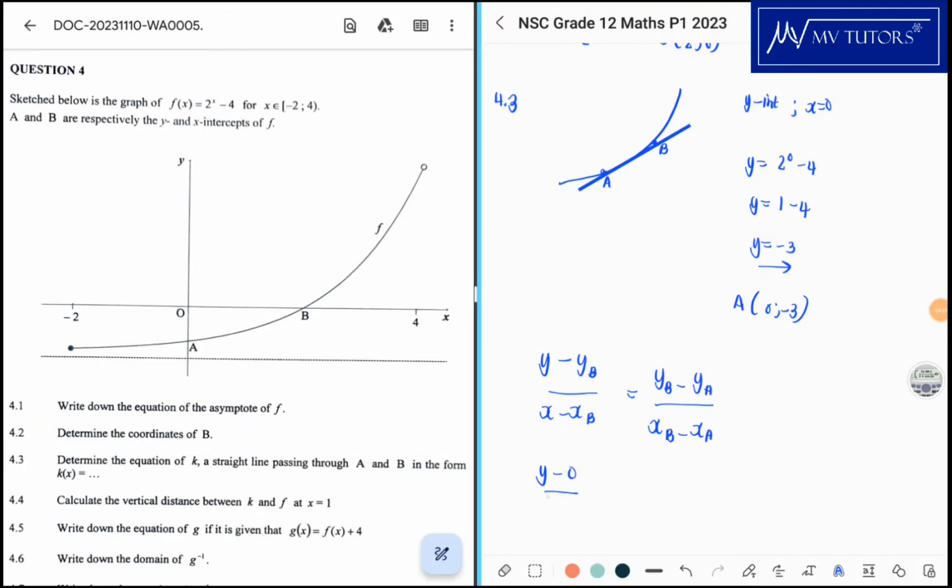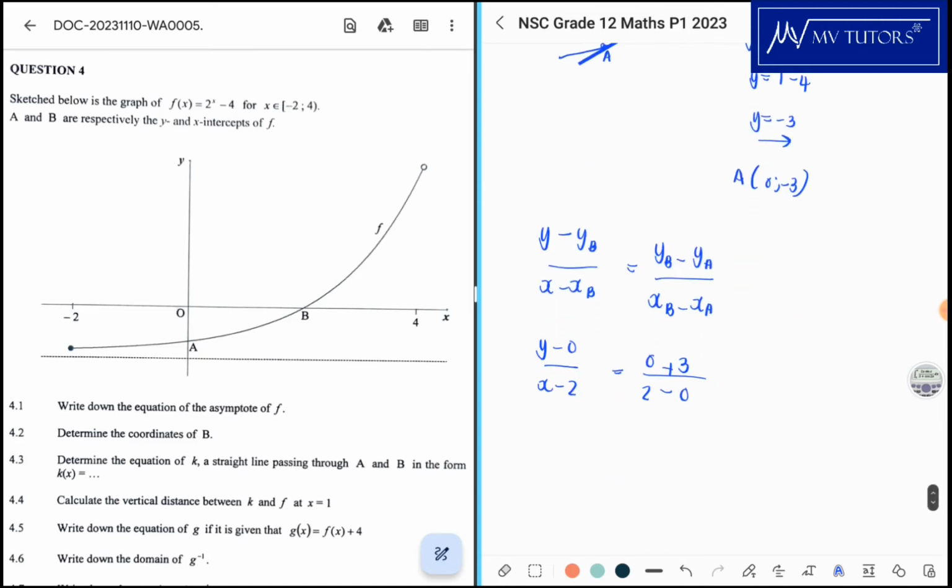And the x-coordinate of b is 2. We calculated that. Okay, so just repeat again. And the y-coordinate of a is -3, so this becomes a +3. X-coordinate of a, that is simply 0. So now we have y, and we have x minus 2, and then we have 3 over 2. Okay, so now our formula in the form of kx, that's simply going to be 3 over 2 x.